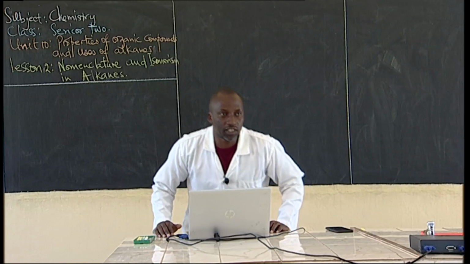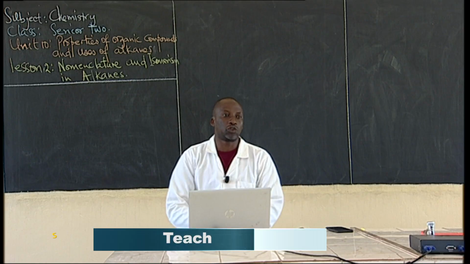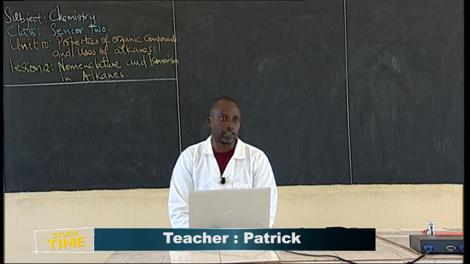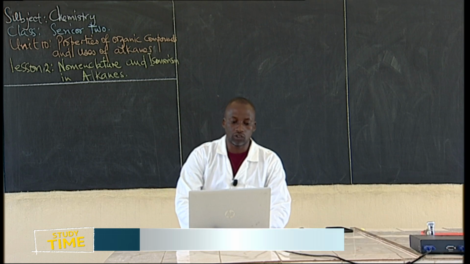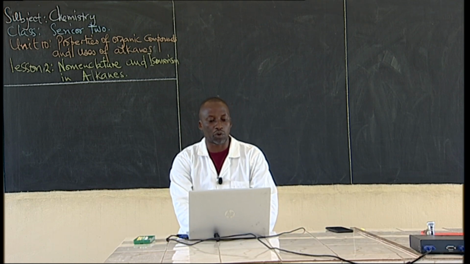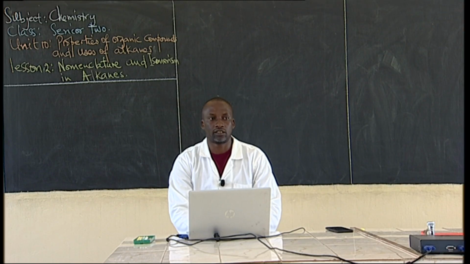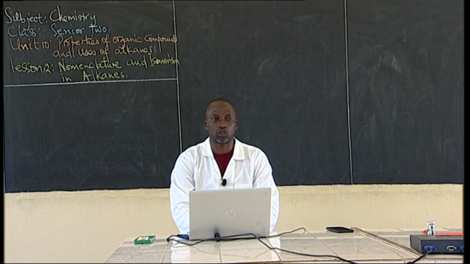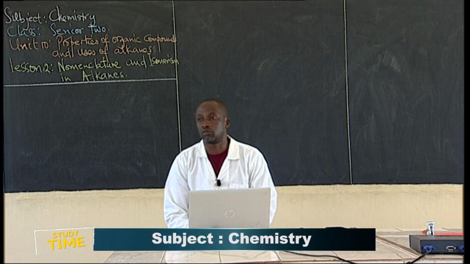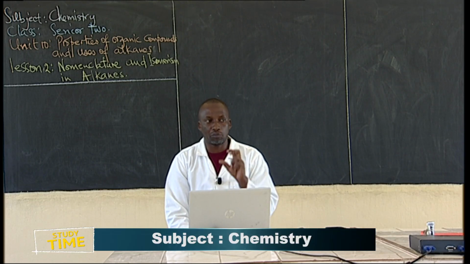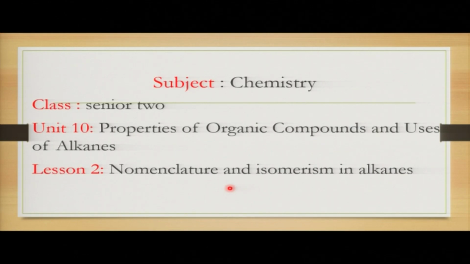Dear students of Senior 2, this is chemistry class. We are looking at unit number 2 of unit 8, unit number 10. Unit number 10 is talking about the properties of organic compounds and uses of the alkanes. And in this lesson, we'll be looking at the nomenclature and isomerism in alkanes. Those are the main terms that we'll have to look at in this lesson.